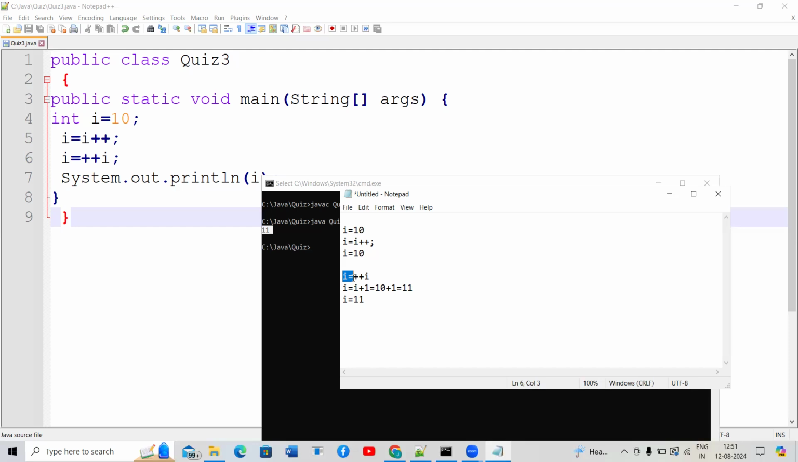So this particular quiz uses the concept of both post- and pre-increment operators.